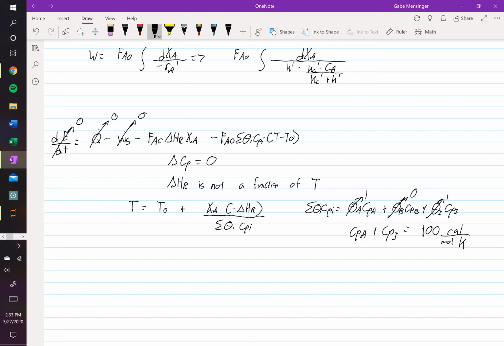Awesome. So there's our energy balance. And then we can redo the mass balance to be of the form: we still have that FA naught on the outside, integral from zero to XA, dXA, Kc prime plus K prime.